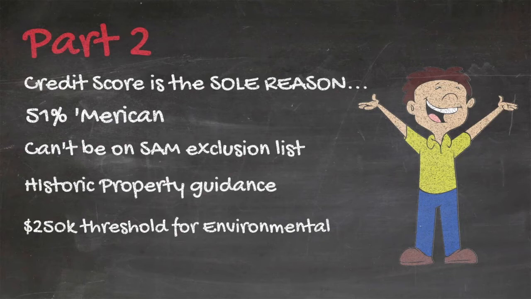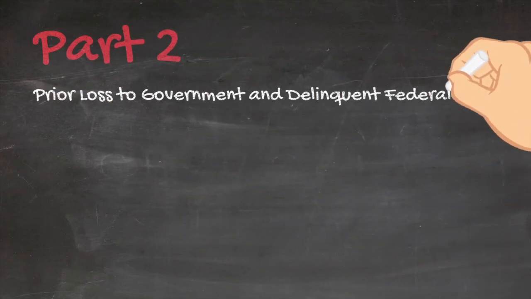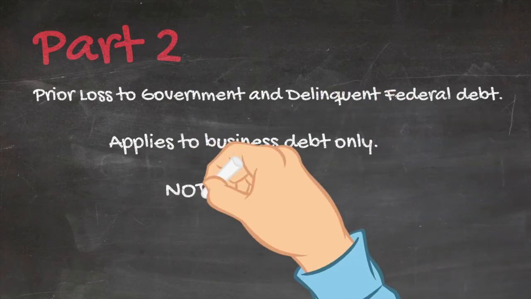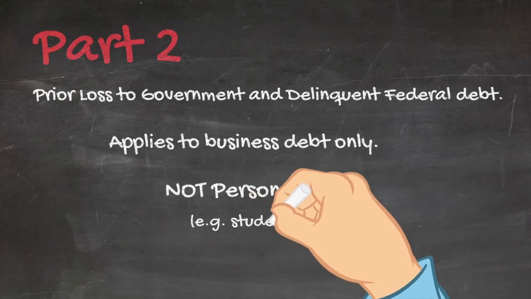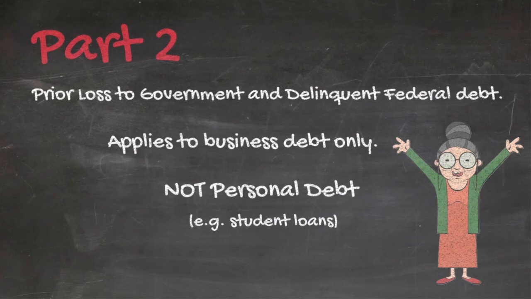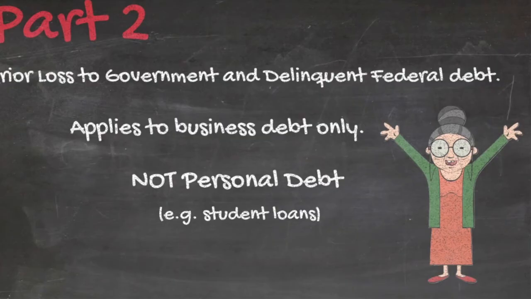They increased from $150,000 to $250,000 the threshold loan amounts to determine when environmental investigation needs to be initiated among those industries that are not identified as environmentally sensitive. One relevant and applicable clarification these days is the guidance related to prior loss to the government and delinquent federal debt. Specifically, the prior loss rule only applies to debt incurred by a business and not loans to individuals like student debt. We're going to see a lot of these issues in the near future.